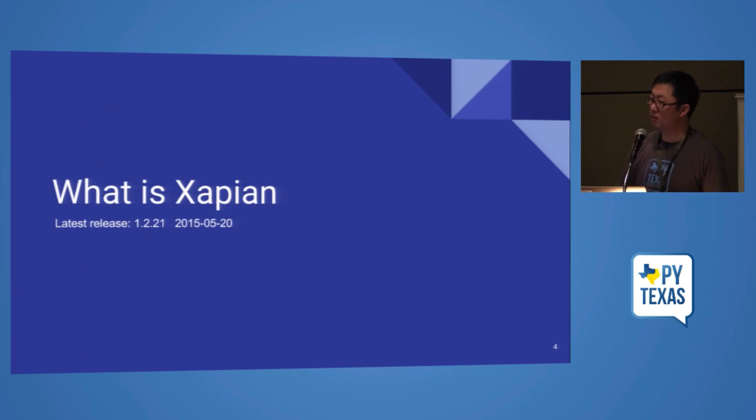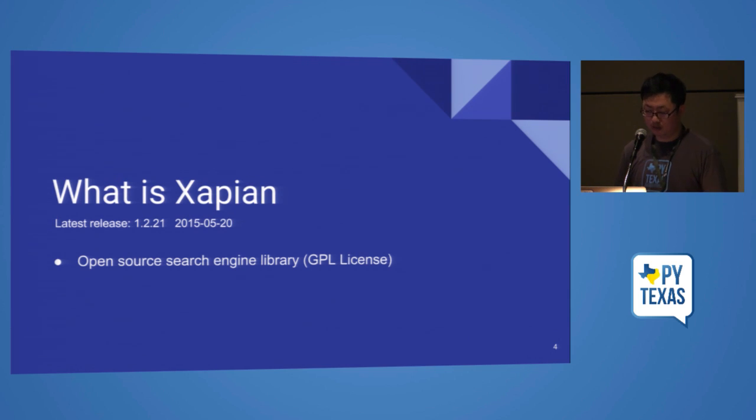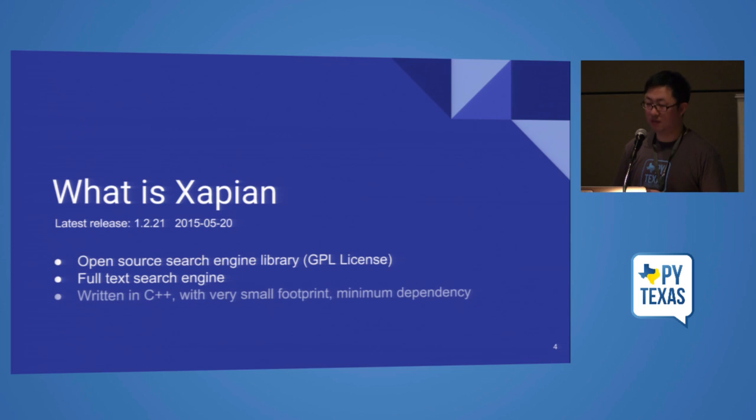We use Xapian to build our search engine. It's a core functionality in our application. So what is Xapian? Xapian is an open source search engine library. It's released under GPL license. It is a highly efficient search engine. It supports search of large volumes of unstructured text. We can do query faceting and Boolean filters very easily with Xapian.